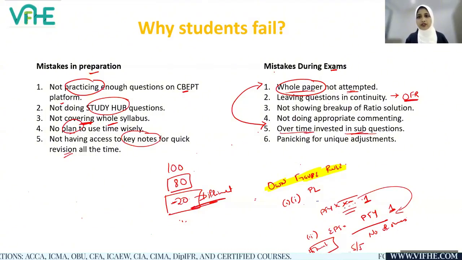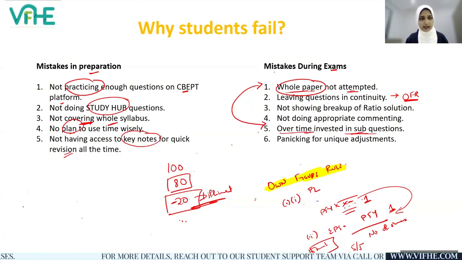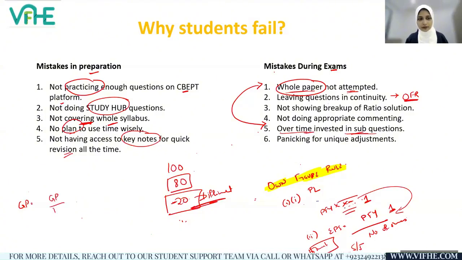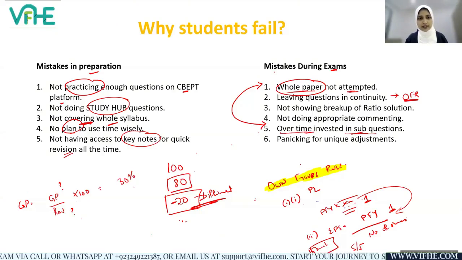Now, not showing breakup of ratio solution. So when you watch my ratio lectures in detail, you will understand why I'm telling this is so important. Okay, that if you do not show the breakup of ratio solution, if you do not show your numerator, and if you don't show your denominator, if you give the final answer, let's say for gross profit, you know your gross profit is gross profit upon revenue into 100. But let's say if you don't show what your gross profit is, if you don't show what your revenue is, and if you give a final answer, okay? Let's say your final answer 30% is wrong. It does not match with the examiner. You lost the complete mark.